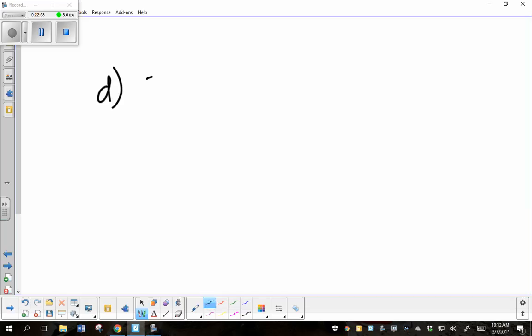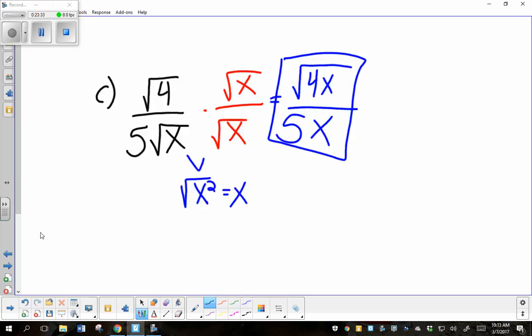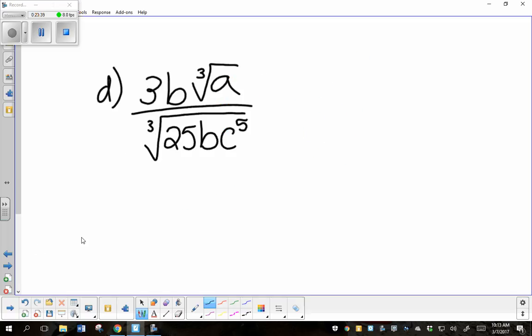We're going to do, on the numerator, 3b times the cube root of a, over the cube root of 25bc to the 5th. And we're trying to rationalize the denominator. That means we're getting rid of roots in the denominator. We do not like them. Okay, so we don't like this root on the bottom.